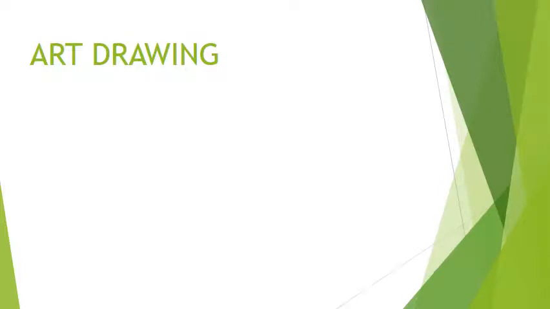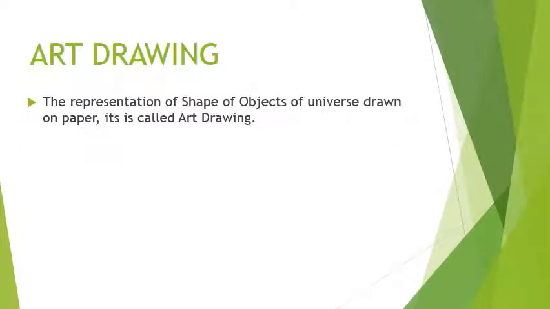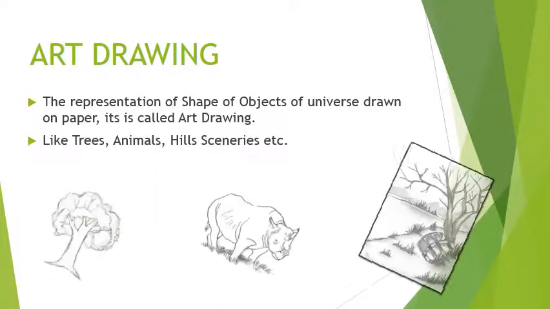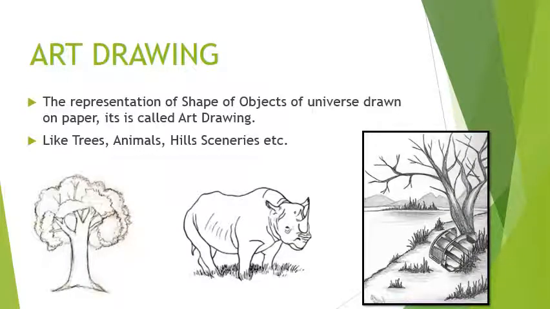Art drawing. The representation of shape of objects of the universe drawn on paper is called art drawing. Like animal, hill, sceneries, trees. Here we have a beautiful scenery, a picture of a rhinoceros, a full grown tree. All these come in the category of art drawing.